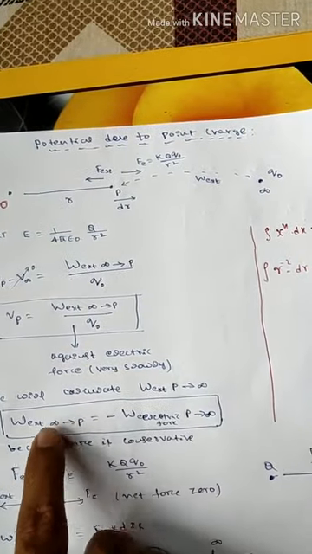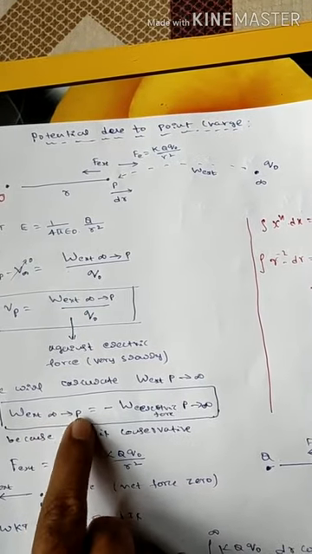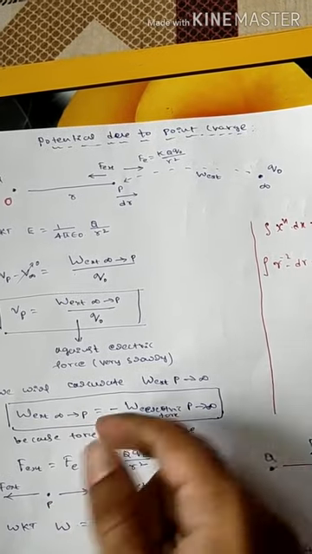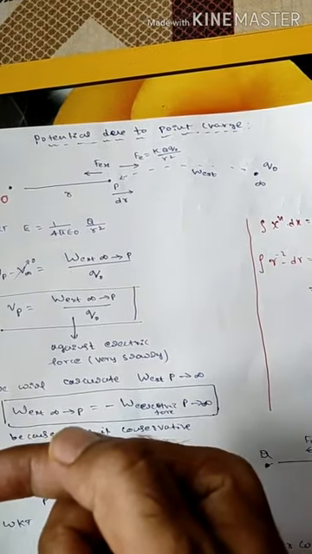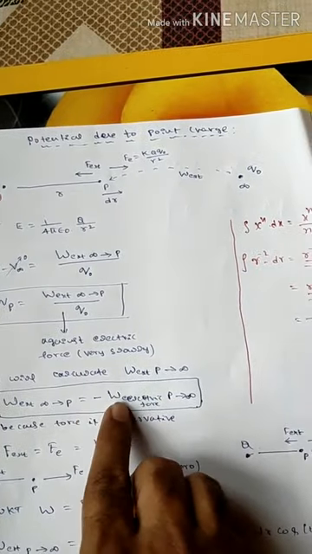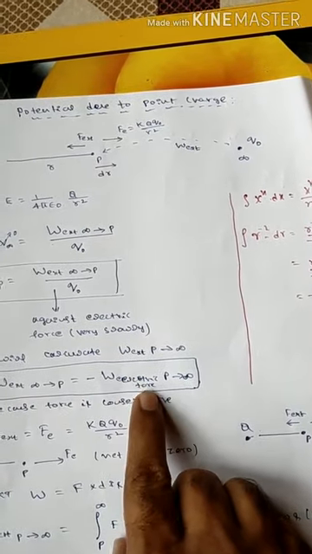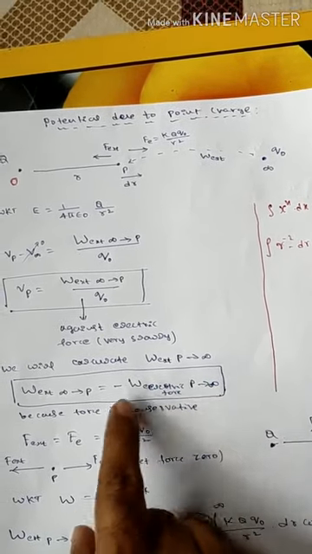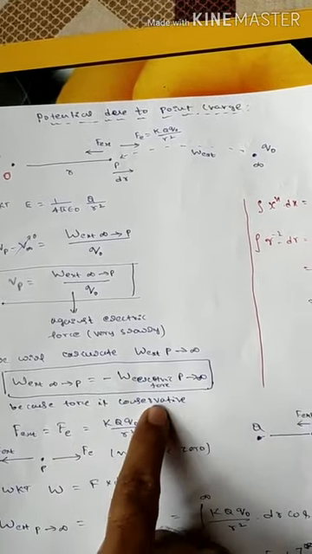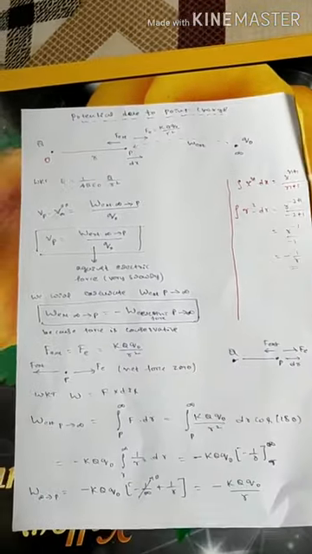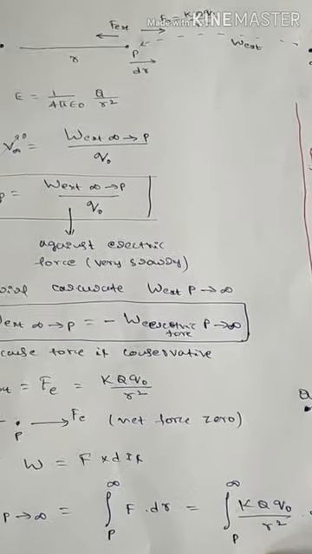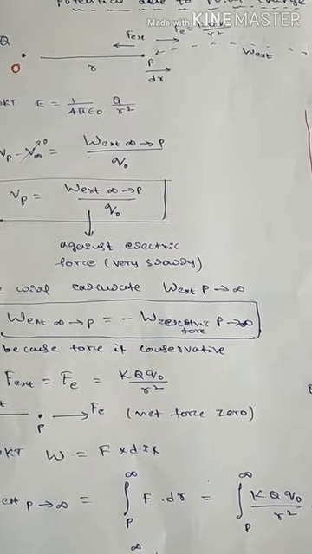But in this case, we take the work done by the external agent from infinity to point P, which is always equal to the negative of the work done by the electric force from P to infinity. Why is it taken like this? Because the force is conservative. All of you know that a conservative force means the total work in a cyclic path is always 0.